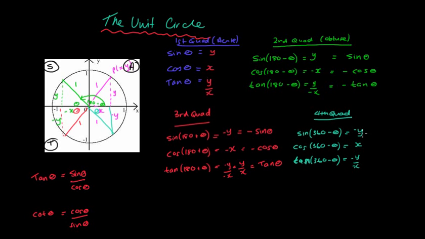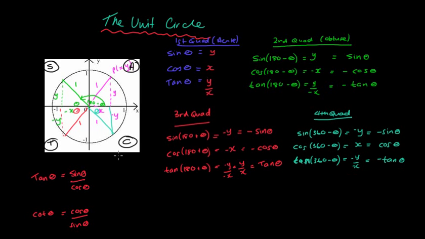And then we can see there, sine of 360 minus theta is the same as minus y, so minus sine theta. Cos of 360 minus theta is exactly the same as x, so it's the same as cos theta. And then tan is the same as negative tan theta. You can see there, like the other ones, we've got one of them that is positive, which is cos.